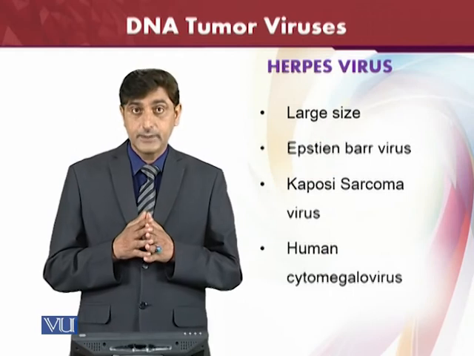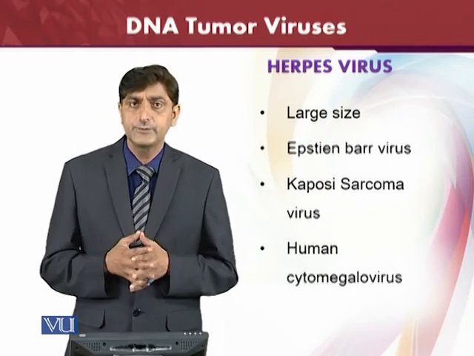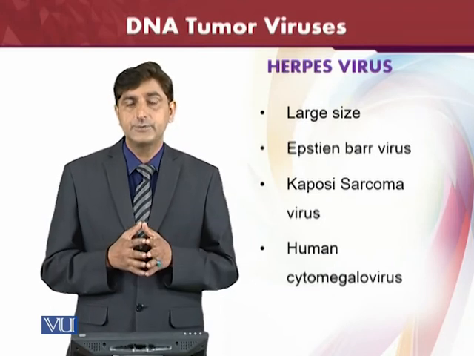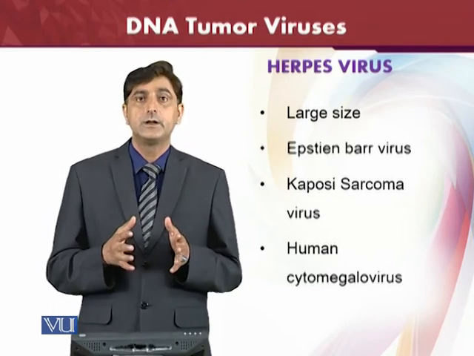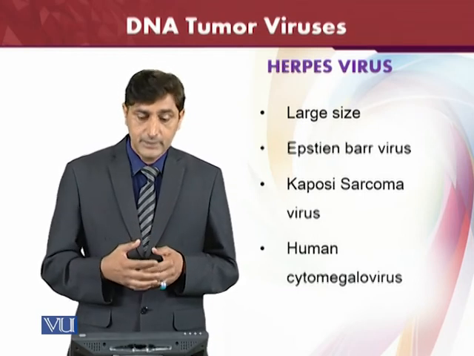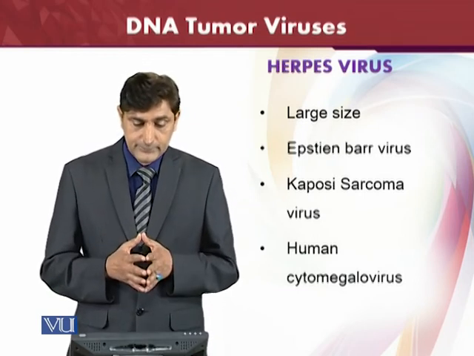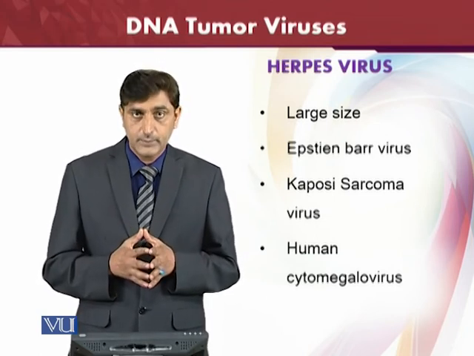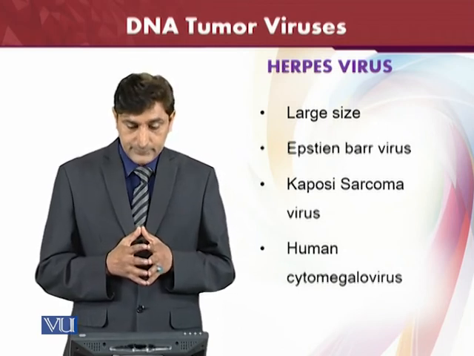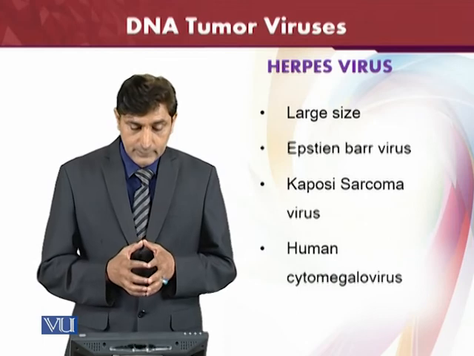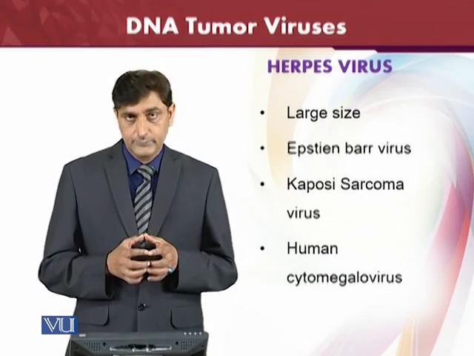Next is the herpes virus. Herpes viruses are also very important oncogenic viruses. They are large in size, and of course infections caused by the herpes viruses will be the most prevalent as compared to other viruses, because of their size. The most important examples of these viruses are the Epstein-Barr virus, which causes oncogenesis, and then the Kaposi sarcoma virus, and then the human cytomegalovirus.